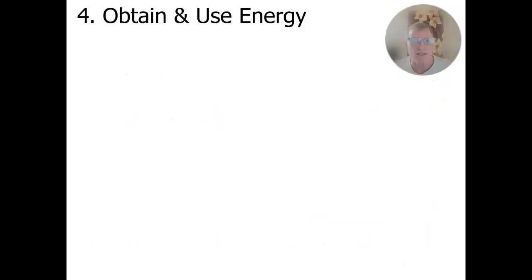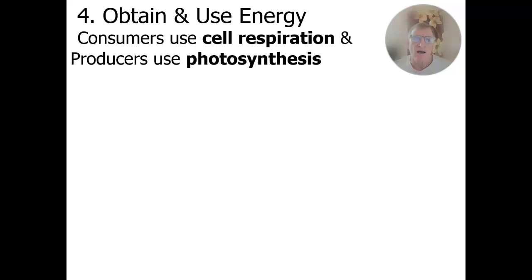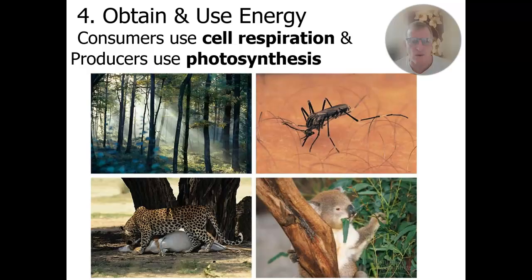Obtaining and using energy. This is another important characteristic of life, right? So we're going to talk about 2 ways to get energy. Cell respiration: animals, fungi, even plants use cell respiration. And then producers, those things that make their own energy, use photosynthesis, right? Plants are the main producers. So here's a good example of some producers capturing sun energy.